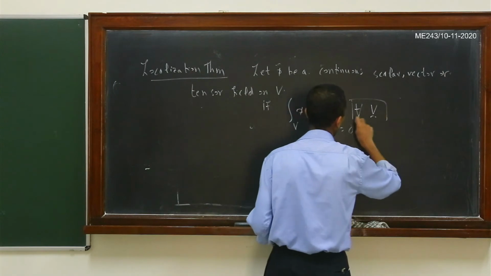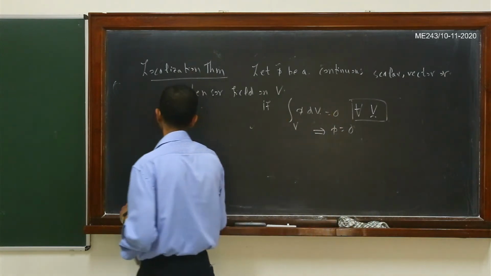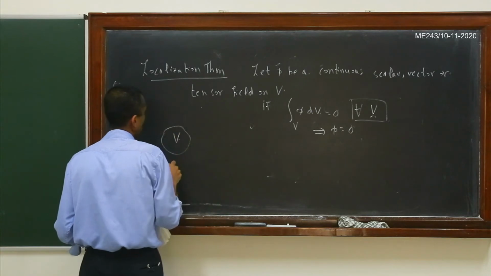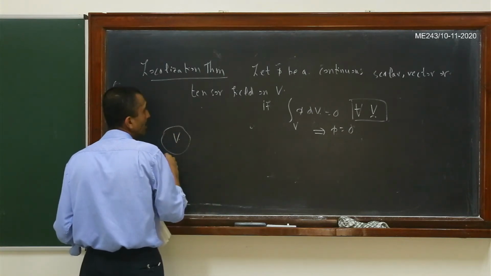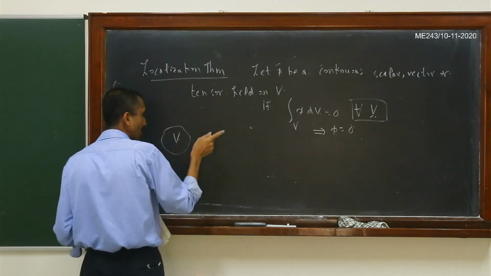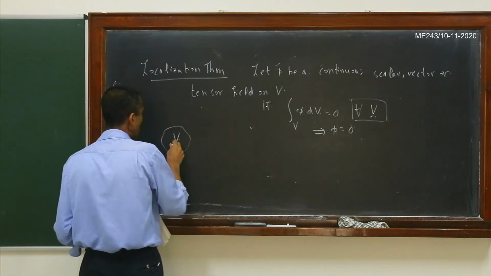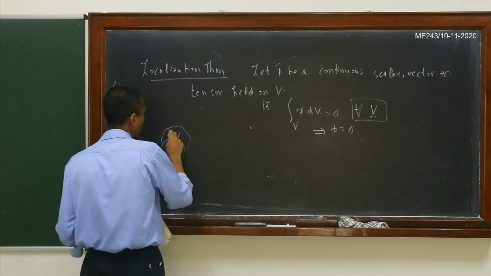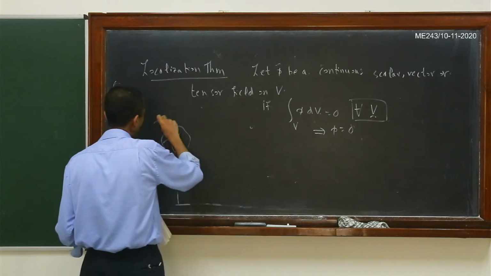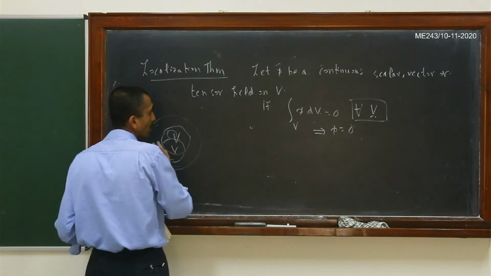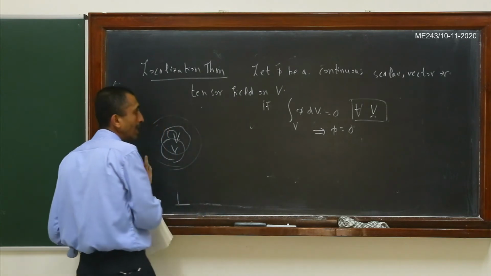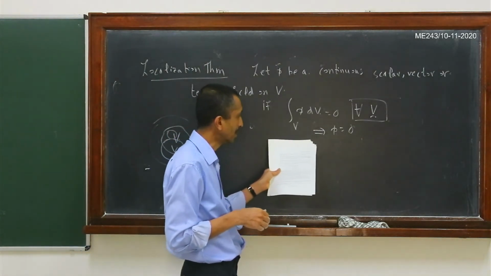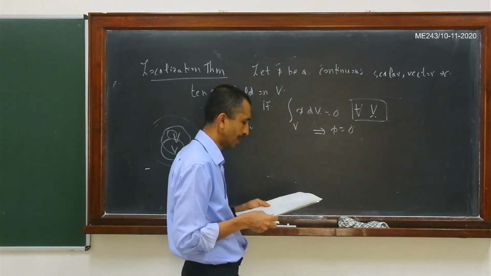So suppose let us just take one example. If you take this as your V and suppose the integral of phi dV is 0, then next time you can take some other set V, or you can take it as a subset of this, or you can take it as a superset of this. So basically we are saying that for any arbitrary V, if the integral of phi dV is equal to 0, then that implies that phi is equal to 0.